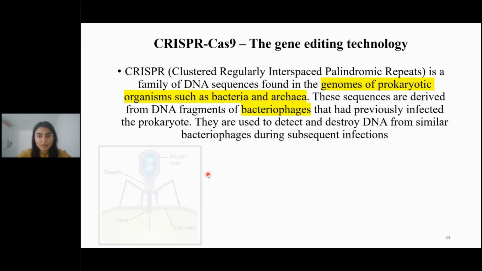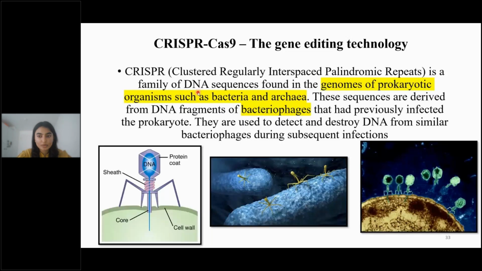CRISPR stands for clustered regularly interspaced short palindromic repeats, found in prokaryotic organisms such as bacteria or archaea. Think of how we have immunity. If we get a fever or a cough and cold from a bacterial infection, the next time the infection wouldn't be that severe. What does it mean? It means our body has now gotten stronger.